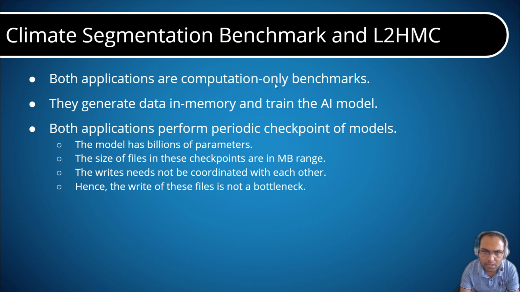The last two applications, as discussed before, do not perform any I/O. Both these applications generate the reading data in memory. However, they perform periodic checkpoints for the model parameters using the standard stdio interface within TensorFlow. This writes about 4 files, tens of megabytes in size. The overall write time was less than 1% of the overall time, and hence is not considered a bottleneck in these applications.